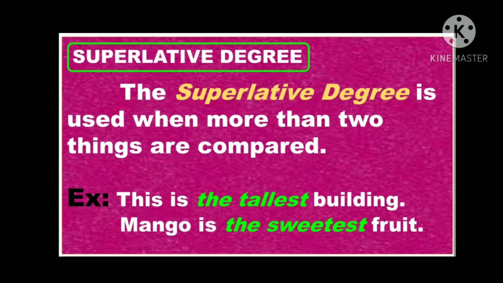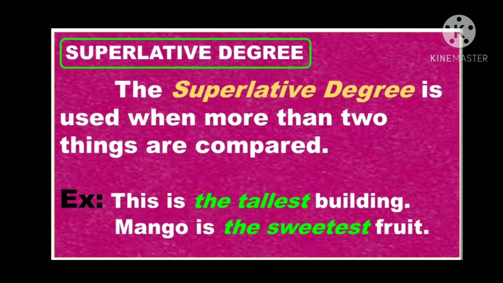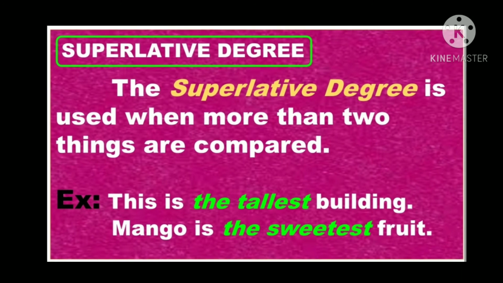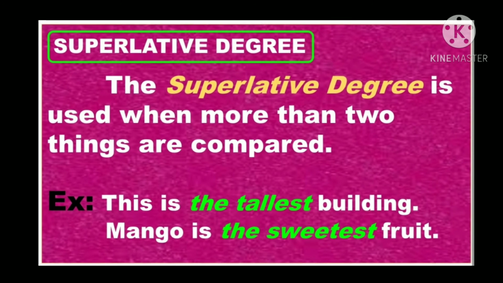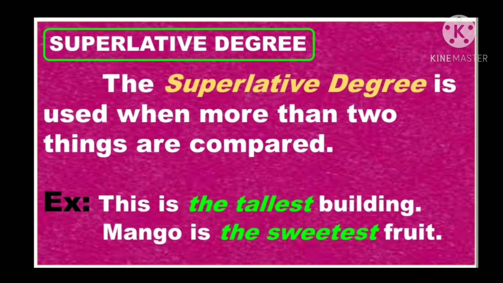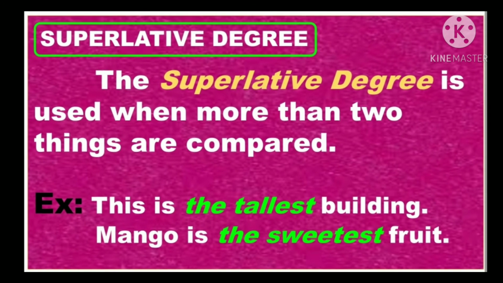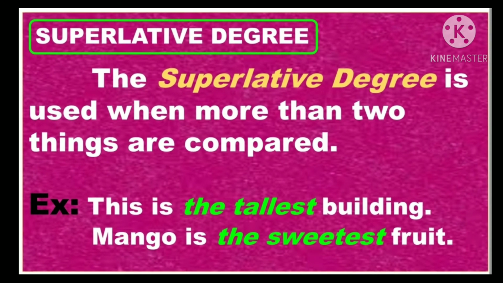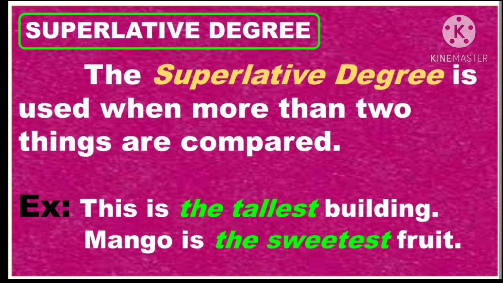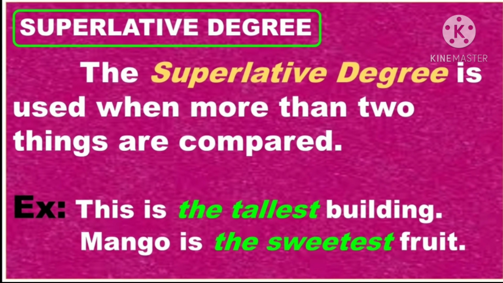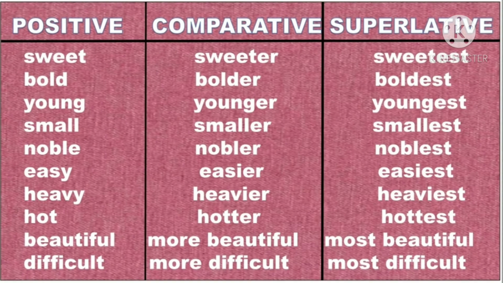And the third one is the superlative degree. The superlative degree is used when more than two things are compared. Example, this is the tallest building. Mango is the sweetest fruit. It is used to compare more than two things, and to show something as a quality to the greatest or the least degree. That is very, very important in the superlative degree. Got it?